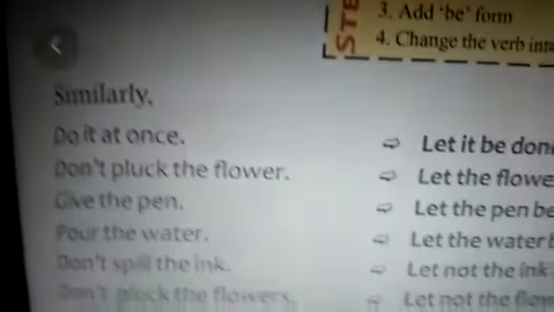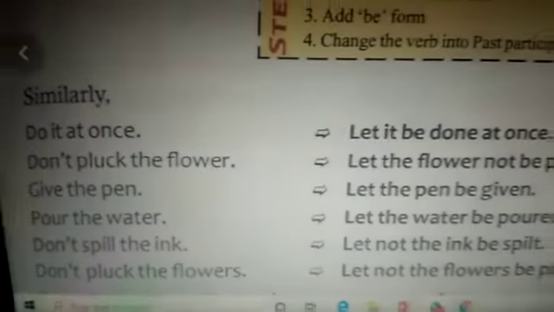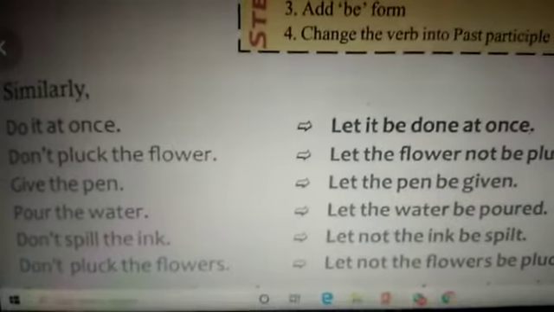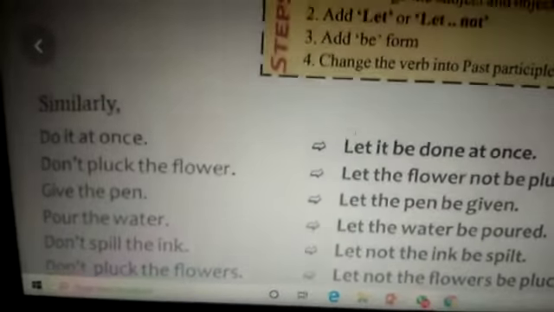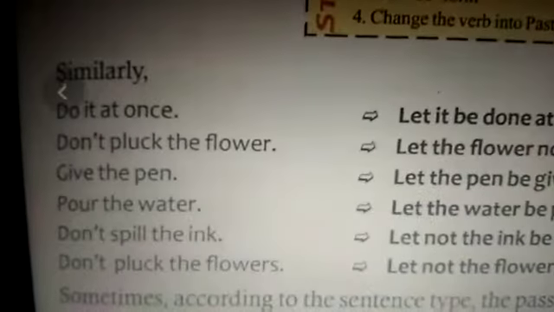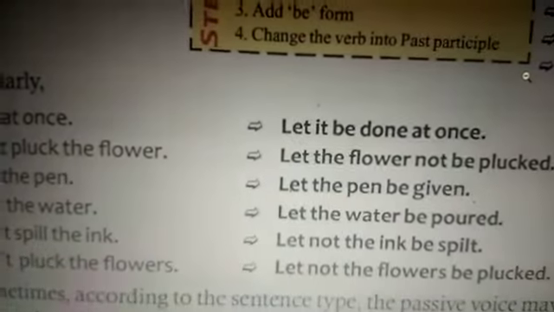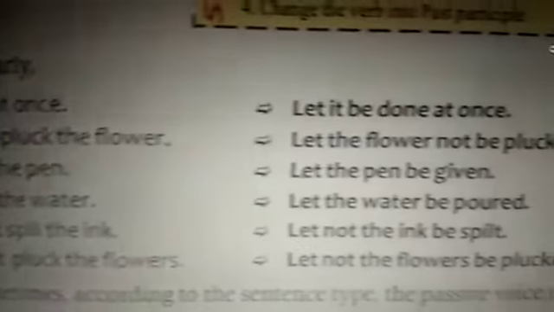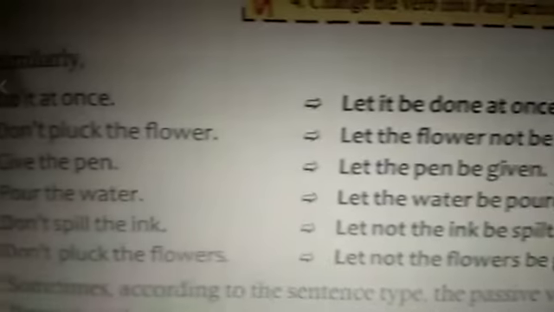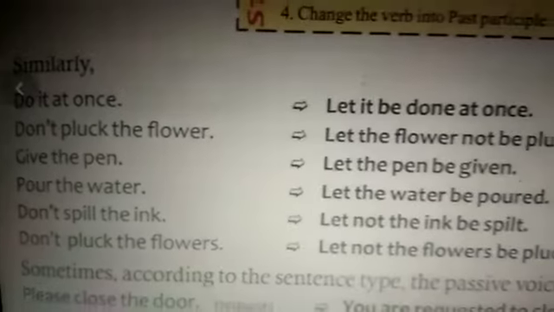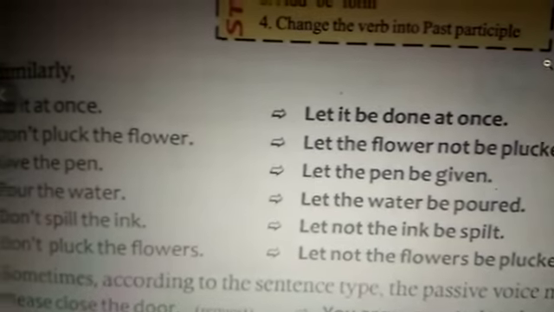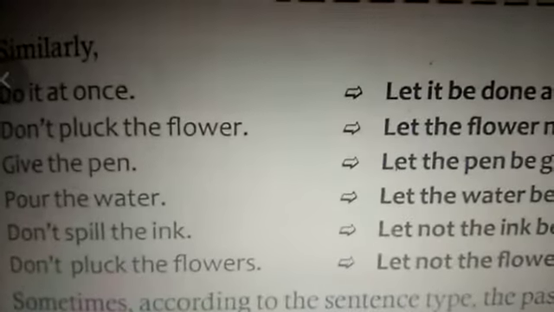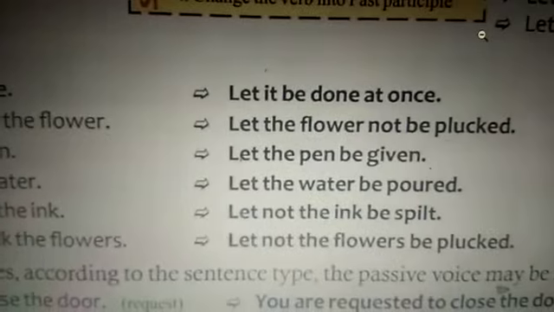Similarly, we will see some other examples. Do it at once. Let it be done at once. Don't plug the flower. Let the flower not be plugged. Give the pen. Let the pen be given. Pour the water. Let the water be poured. Don't spill the ink. Let not the ink be spilt. Don't plug the flowers. Let not the flowers be plugged.